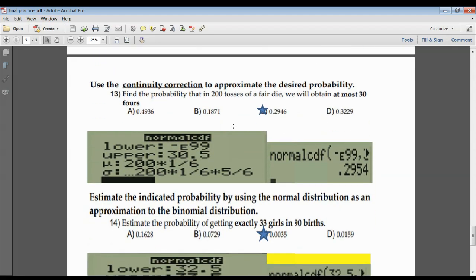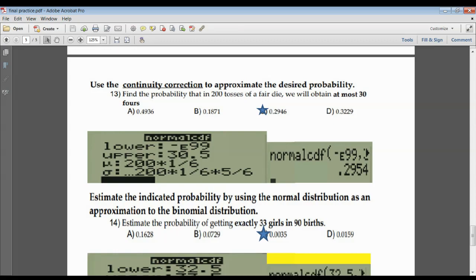All right, continuity correction, things change here. The lower limit doesn't really change, but what does change is the upper limit. You've got to figure out the mean. The mean is n times p, and the standard deviation is the square root of n times p times q.